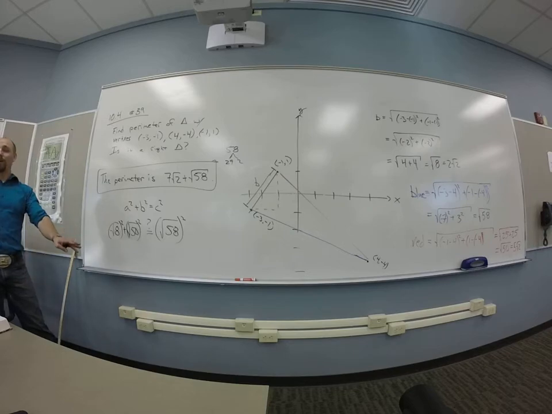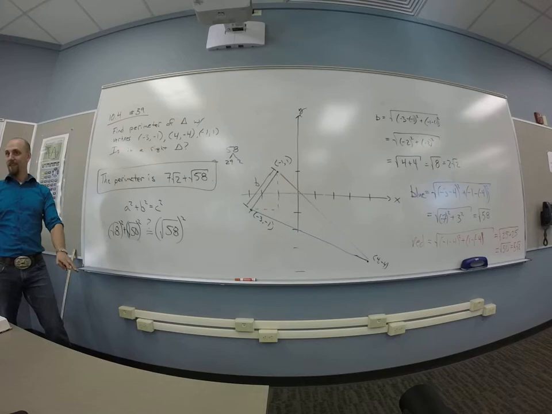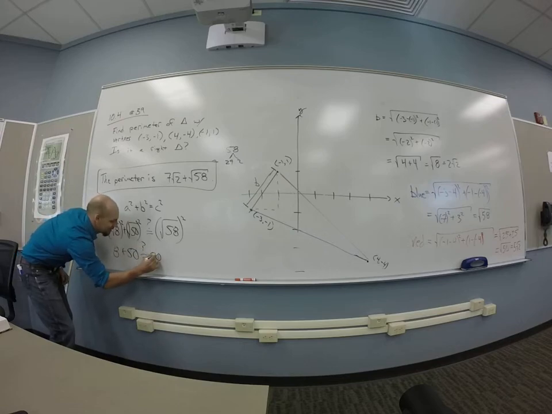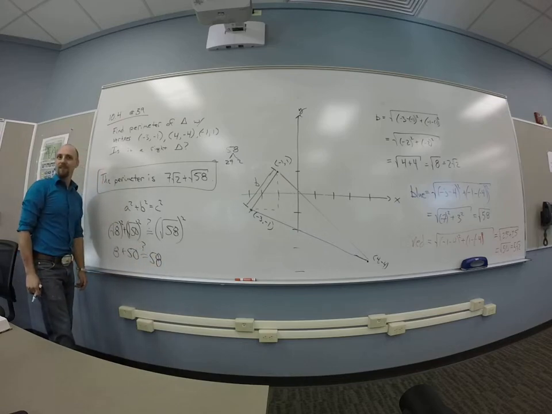Don't panic. What's the square root of 8 squared? 8. Plus 50. What's the square root of 50 squared? 50. What's the square root of 58 squared? 58. So is 8 plus 50 equal to 58? I don't think it is. I think it's a trick right there. Yeah, it's a trick.